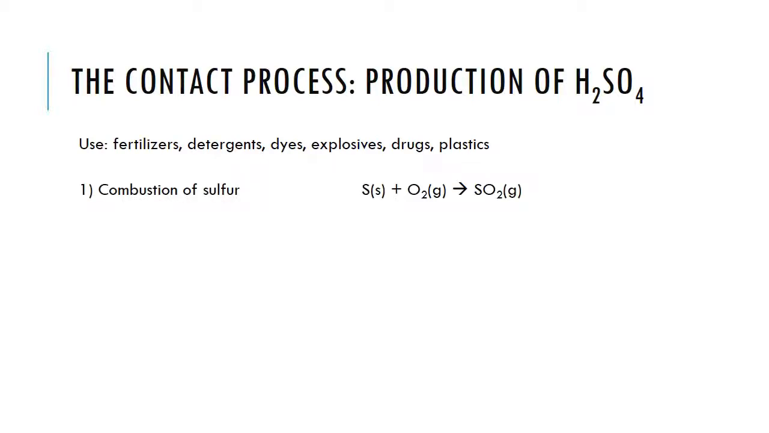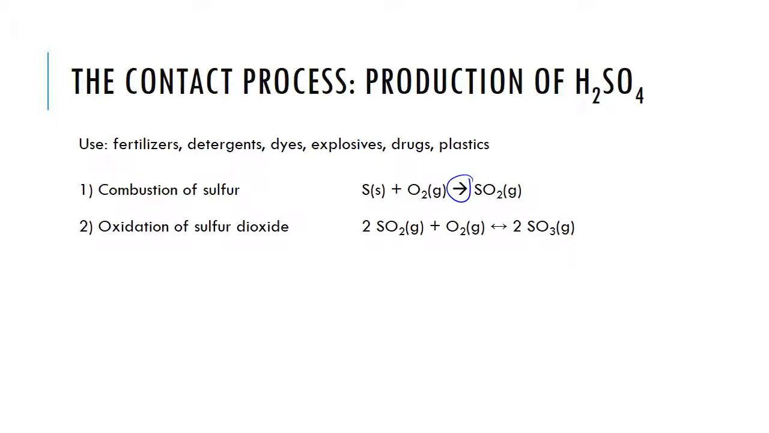Now, the production of H2SO4 is done in 3 steps. First, we have to combust sulfur, and this is a forward-moving reaction only. Then, we oxidize that sulfur dioxide, that product. Now look here, this reaction actually runs at equilibrium. So this is the one we care about.